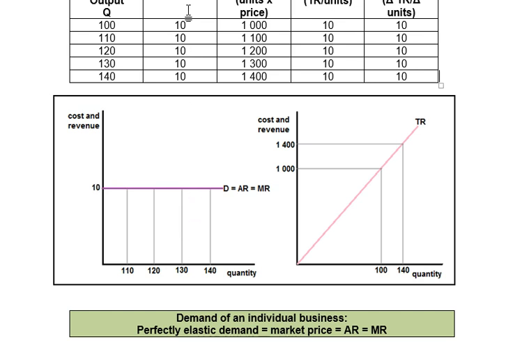Because your price is constant, remember we said each individual producer is a price taker. So if the price is 10 Rand, the individual producer's demand curve will be a perfectly elastic horizontal line. And because the price is constant, D is the same as average revenue, is the same as marginal revenue. So this one horizontal graph shows us demand and average revenue and marginal revenue. But this is only true for the perfect market.